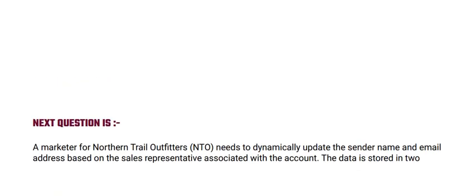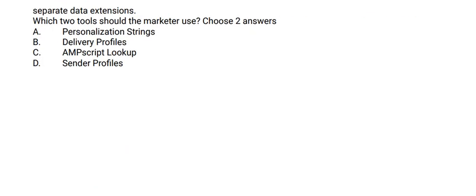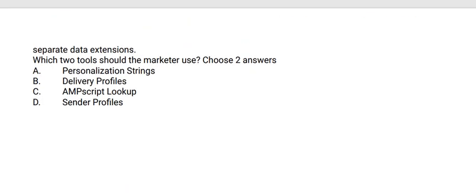Next question is: a marketer for Northern Trail Outfitters (NTO) needs to dynamically update the sender name and email address based on the sales representative associated with the account. The data is stored in two separate data extensions. Which two tools should the marketer use?